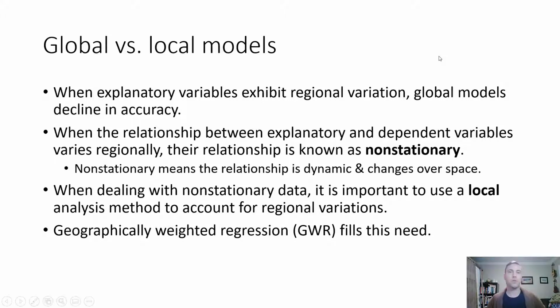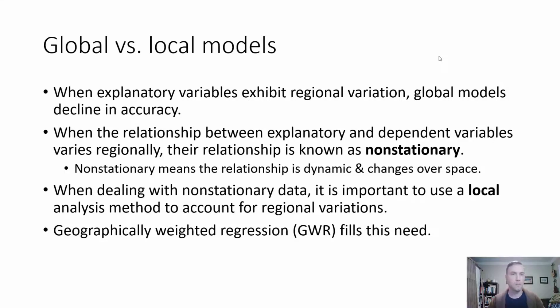When explanatory variables exhibit regional variation, meaning they vary from place to place within a study area, global models decline in accuracy because you're looking for one equation to fit an entire study area, even though perhaps population is clustered in one corner, or the wildfires are only occurring in one part of the county and not in another part of the county, right? When the relationship between the explanatory and the dependent variables varies regionally, the relationship is known as non-stationary.